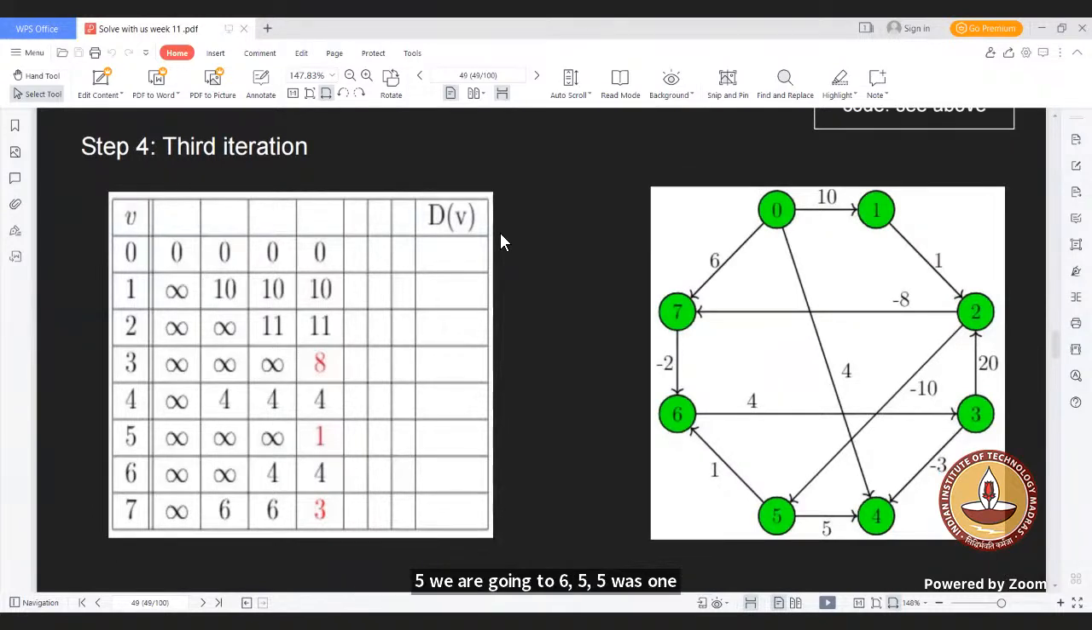Yeah, 1 plus 1 will be 2, right? 7, 3, 3, minus 2 will be 2. But if you go from 7, 7 has a new weight which is 3, right? From 7 to 6, it will be 3 minus 2, which is 1. Here you will get 2 only. First you got it as 2, but now if you go from here, it will be 1. So we have to choose the minimum. So that would be 1.